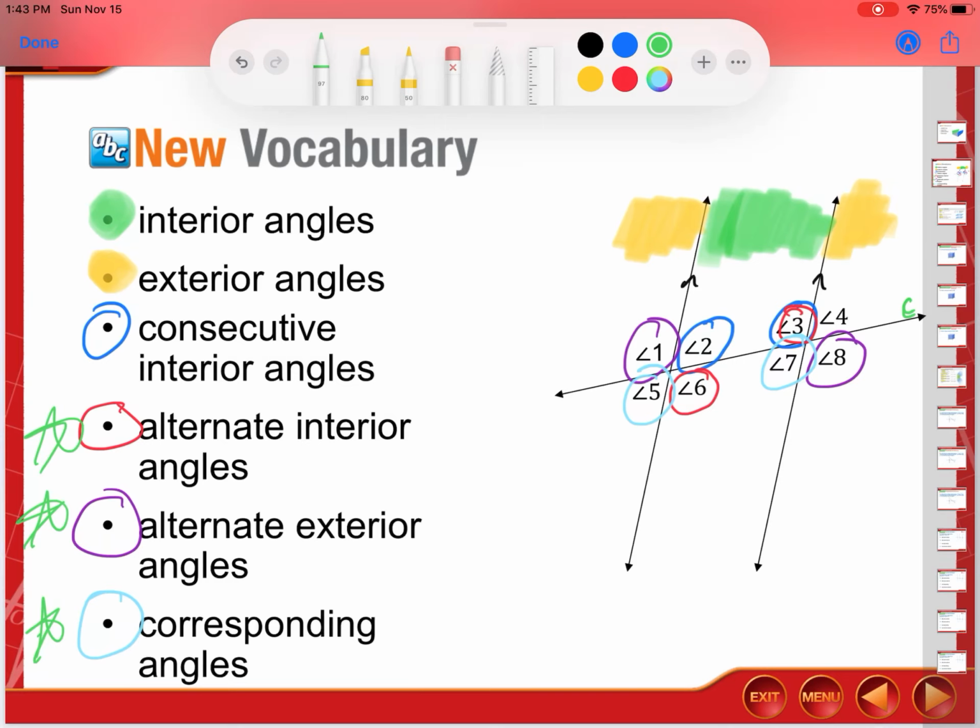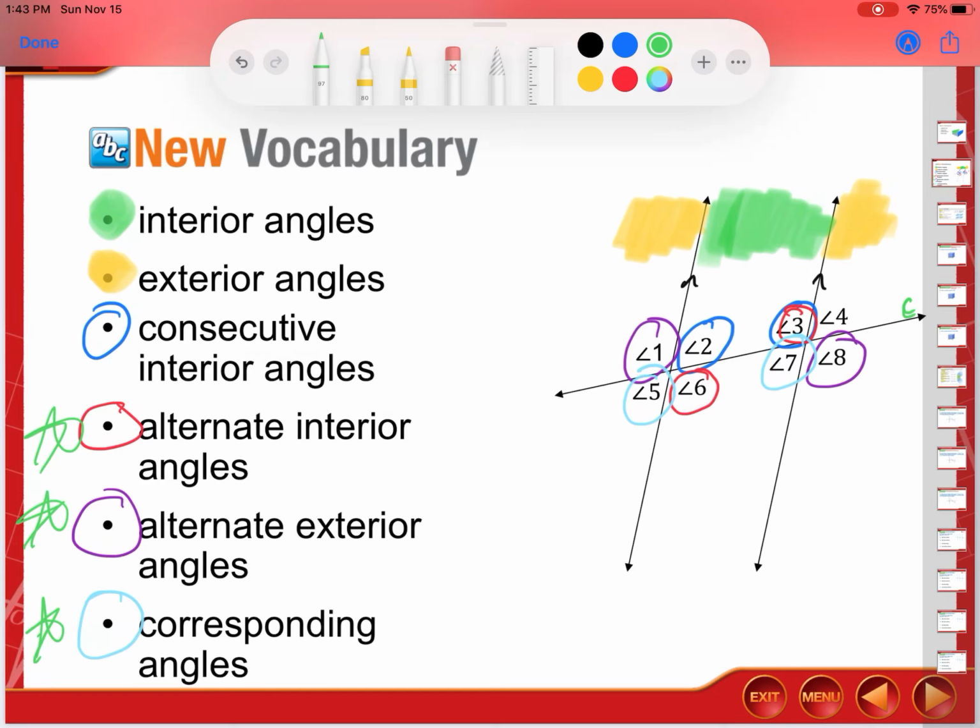consecutive interior would not be the same. So all three of those would be congruent to each other. And what I mean by that is like these pairs that we set up. So like alternate interior, angle 6 and angle 3 are going to be congruent. They're going to have the same angle measure. And 2 and 7 would also, because they're also alternate interior angles.